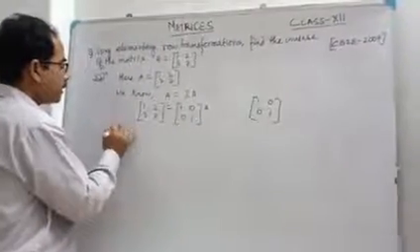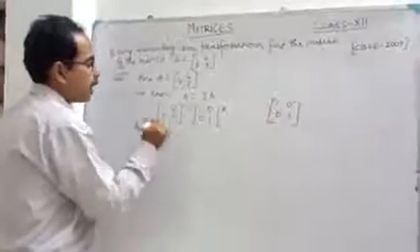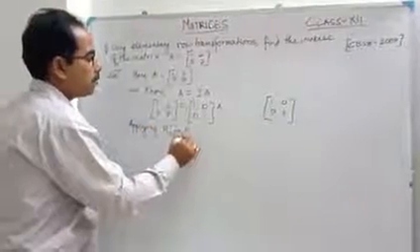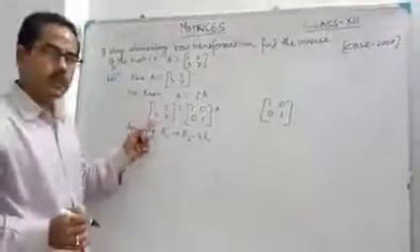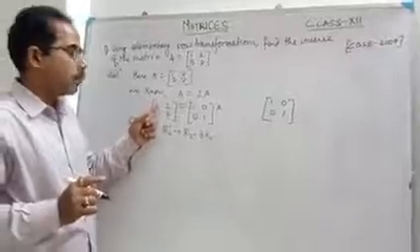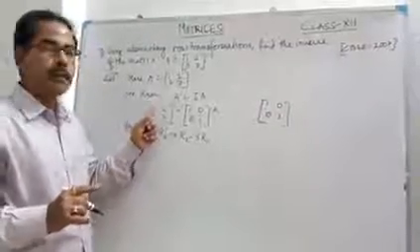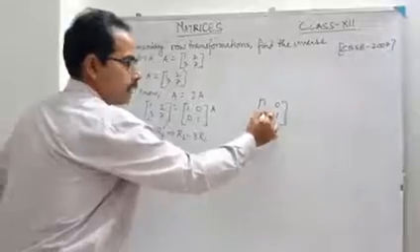So let us apply, first of all, R2 prime tends to R2 minus 3 R1. Why have I taken this one? Look at here, this is 3 here. So anyhow, this 3 minus 3 multiplied by 1 will automatically be 0. Go one by one.